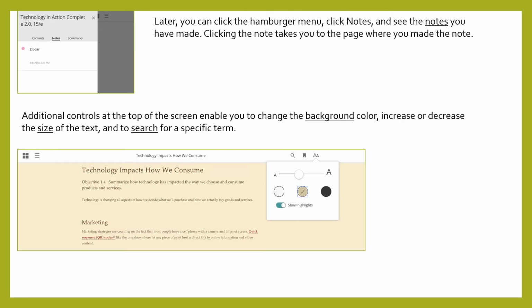Later, you can click the hamburger menu, click Notes, and see the notes you have made. Clicking the note takes you to the page where you made the note. Additional controls at the top of the screen enable you to change the background color, increase or decrease the size of the text, and to search for a specific term.